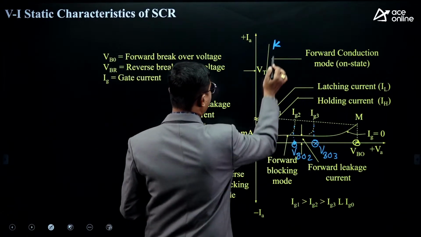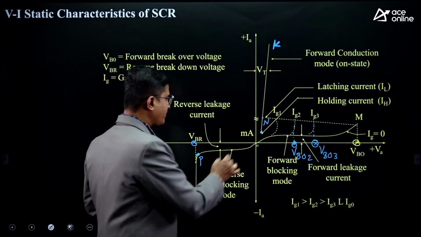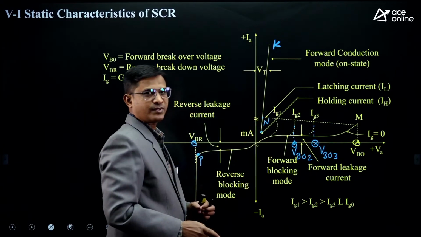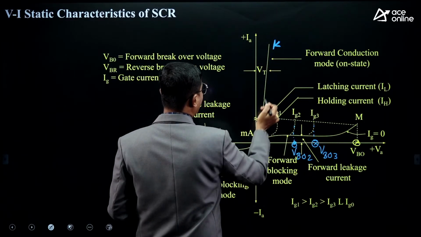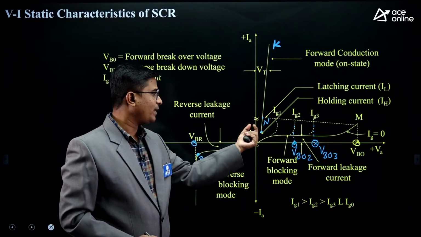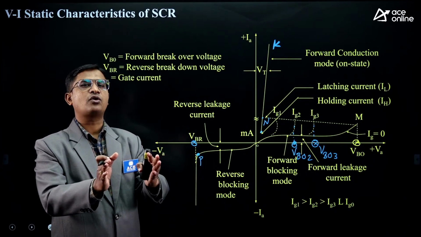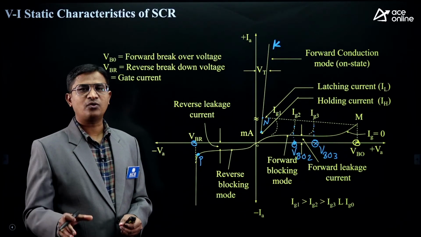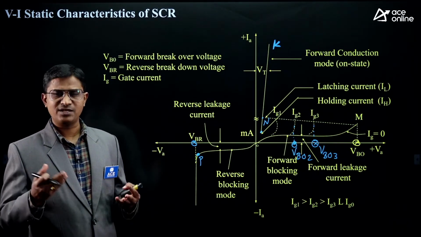During forward conduction mode, NK indicates forward conduction mode. The device is characterized with a comparatively very small voltage, like the on state voltage drop, and high current. You can check any operating point on the NK curve: the current value is high, the voltage value is comparatively less. So small voltage and high current means the impedance offered by the device is low, and the device is in an on state.